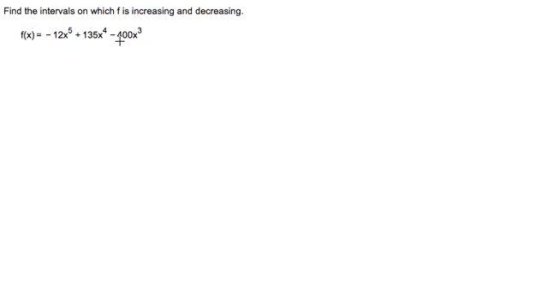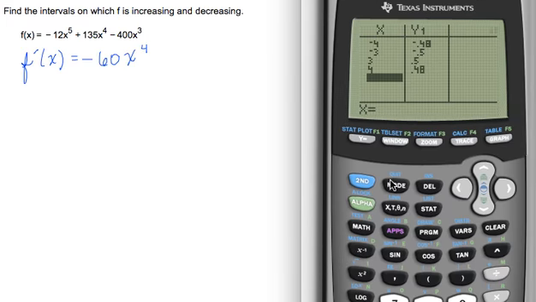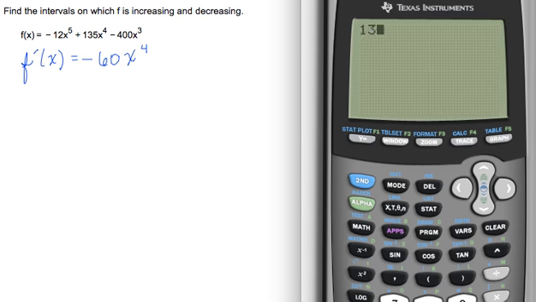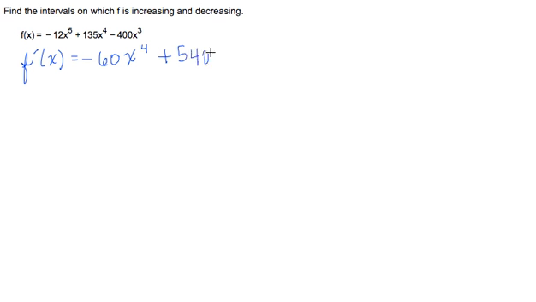On this problem, we want to find the intervals where f is increasing and decreasing. So we need to find critical values because functions change from increasing to decreasing or vice versa at their critical values. So we need to find the derivative. We get negative 60x to the fourth plus 135 times 4, which is 540, so plus 540x cubed minus 1200x squared. Okay, so we need to set that equal to 0.